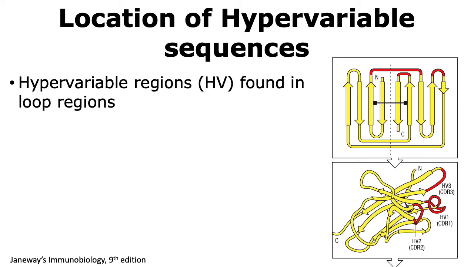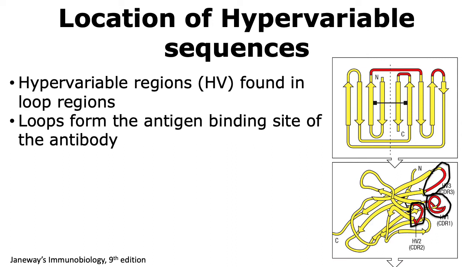When we look at the 2-dimensional structure of that V domain of the immunoglobulins, we can see that those hypervariable regions are actually formed in these loop-like structures, and they are shown in red in that black box shown in the figure above. When we look at it in the 3-dimensional folded structure, here we can actually see that they are also present in those loop-like structures, and these loops actually form the antigen binding site of the immunoglobulin.